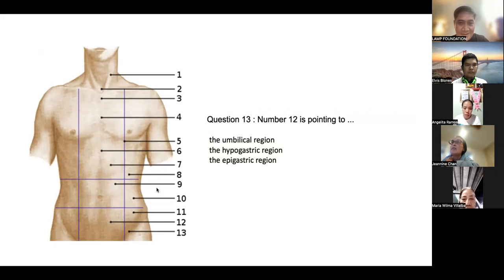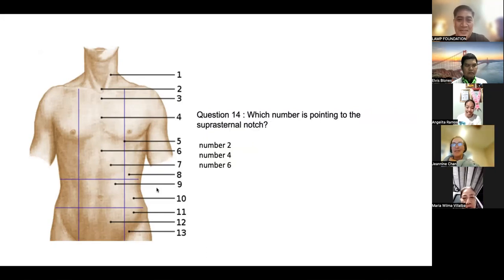Epi is up, hypo, gastric region. Ay po. Isang mali, so that's 1,000. Oo nga. Mahal naman, Dok.